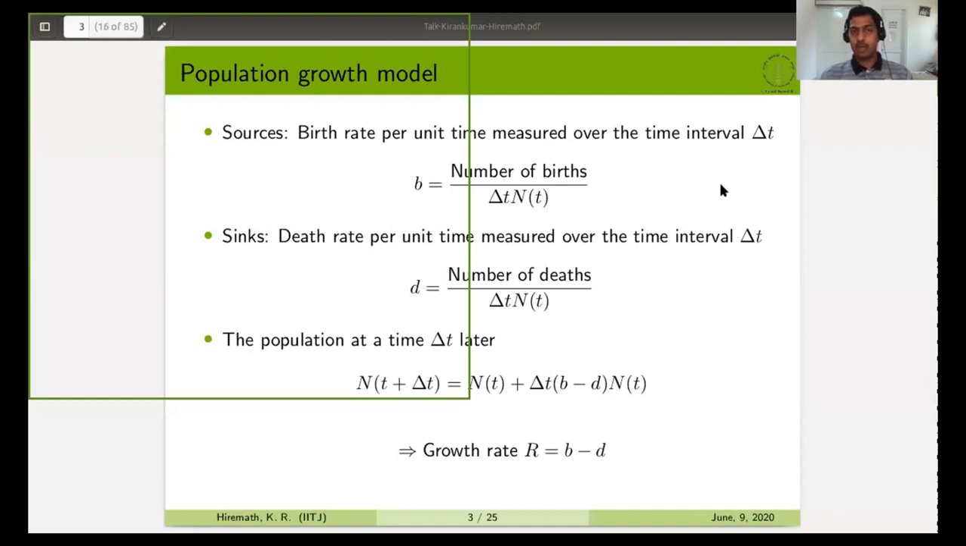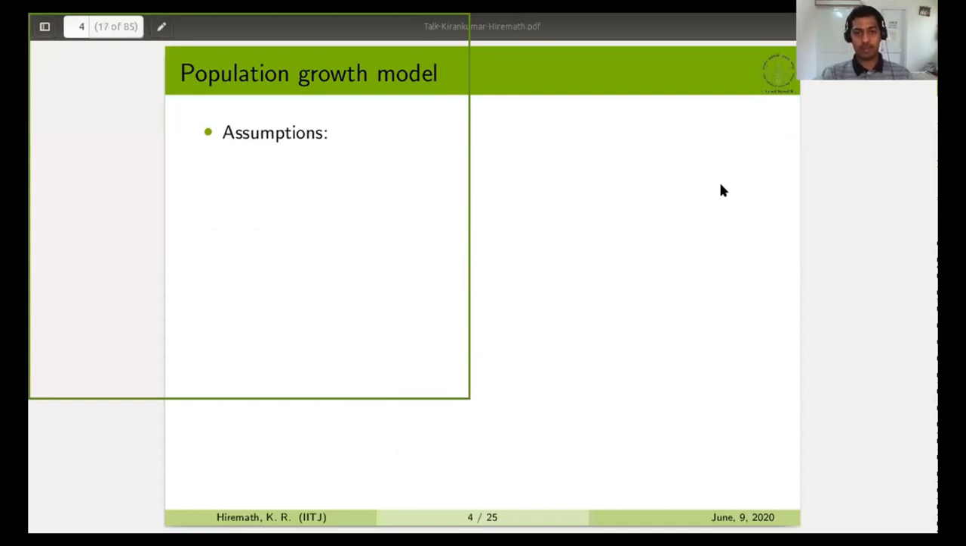Now, those of you who are studying mechanical engineering, you will see that we can apply the same modeling technique to see how the heat is increasing in a 1D rod. Again, you will see that there also we are doing the same kind of analysis. Now let us come to a specific model.